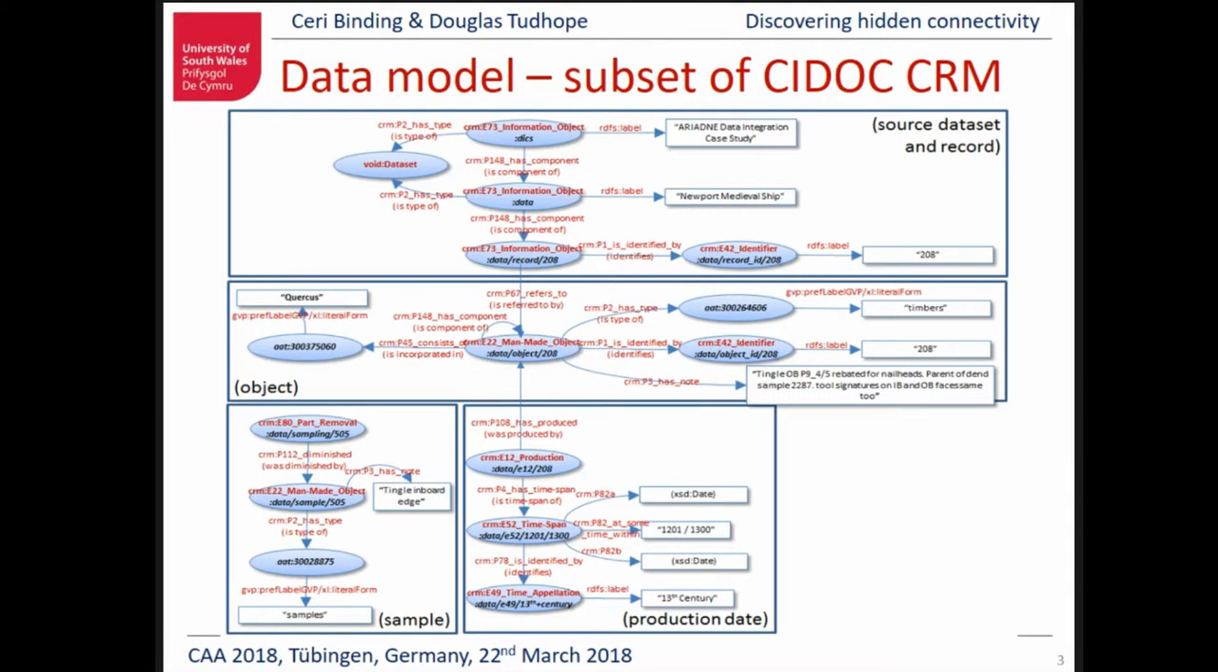I know it's a little bit small. That's the kind of data model we used. We only used the base CIDOC CRM. We didn't use any of the extensions. So it's basically man-made objects in the middle, production events associated with them with time spans, sampling events, part removal events, and the actual records that were referencing these objects were modeled as information objects referring to them.